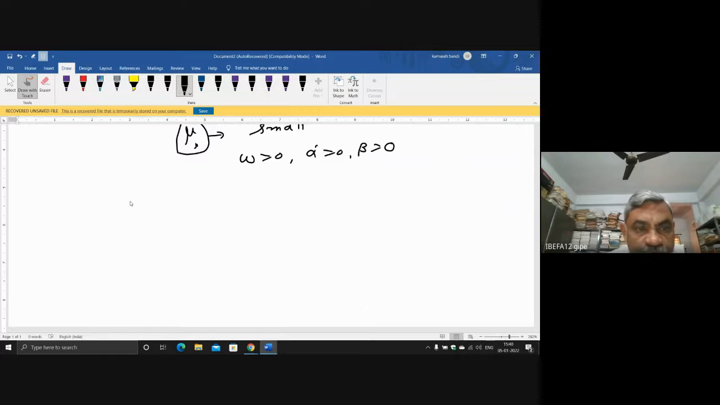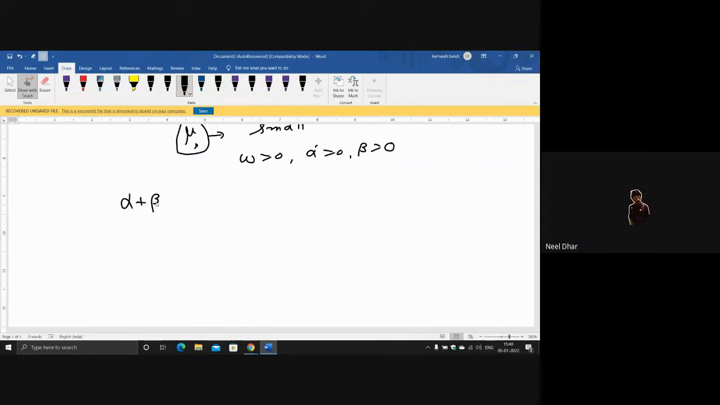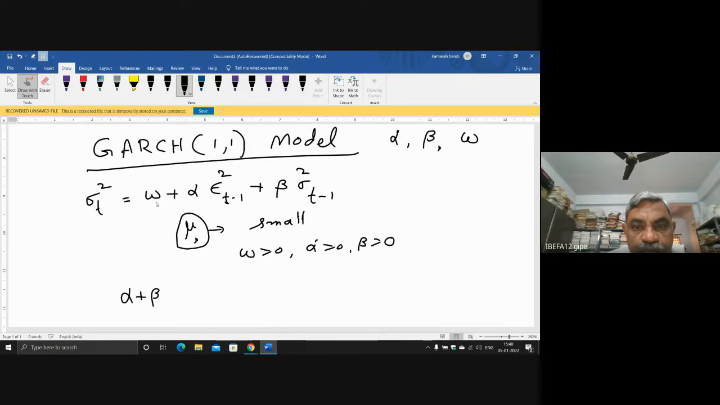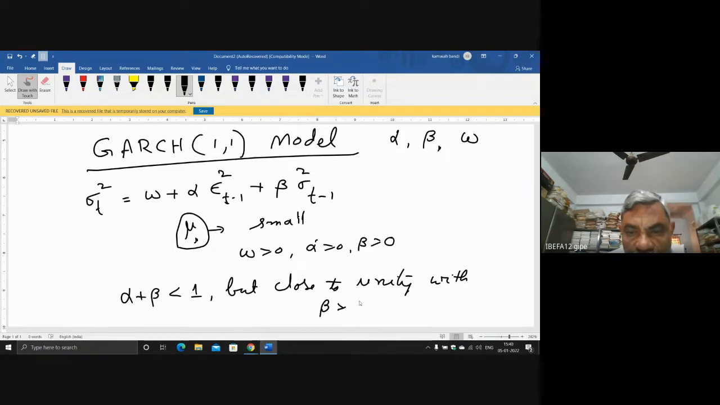Further, alpha plus beta. Could you scroll up just 1 second? So sorry. Yeah, omega positive, alpha positive, beta is a positivity constraint, and mu is expected to be small. Okay. Yes, sir, got it.